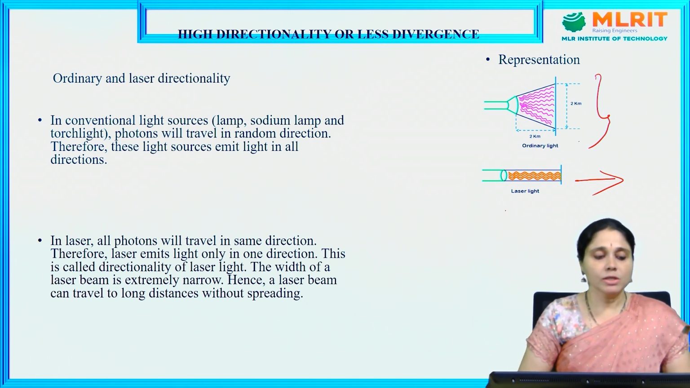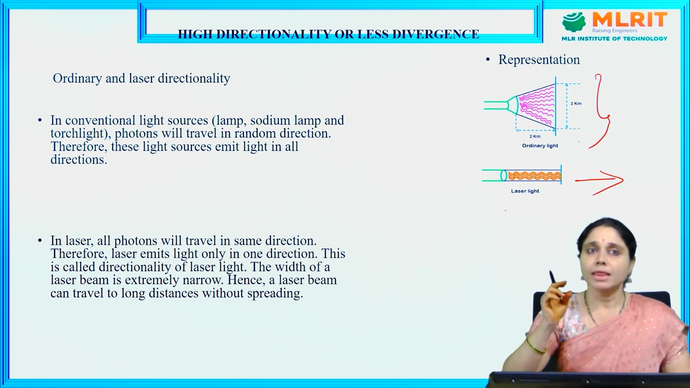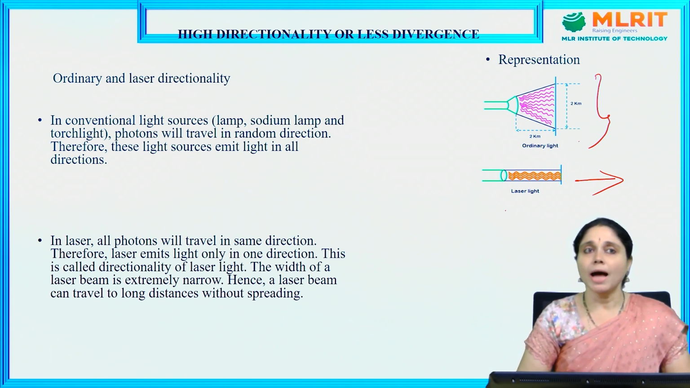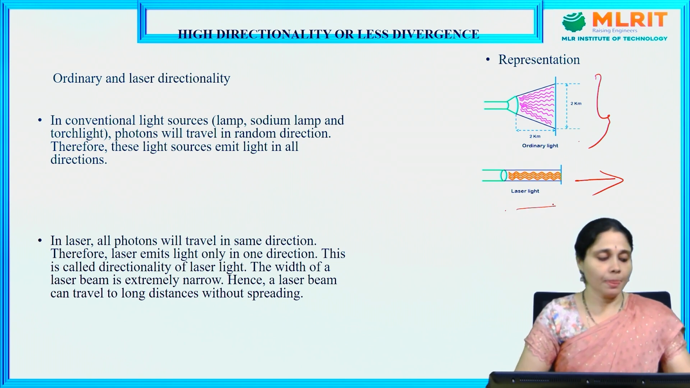In conventional light sources, like a lamp, sodium lamp or torchlight, the photons travel in random directions. Therefore, these light sources emit light in all directions. In a laser, all photons travel in the same direction. Therefore, laser emits light only in a single direction. This is called the directionality of laser. The width of a laser beam is extremely narrow. Hence, a laser beam can travel long distances without spreading, as shown in the figure. As we observe in the figure, the laser light travels without much spreading.